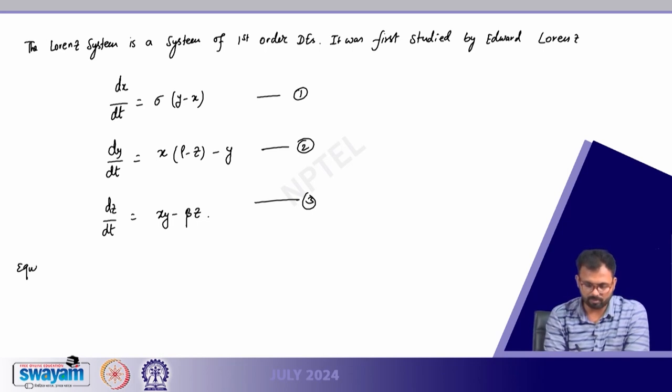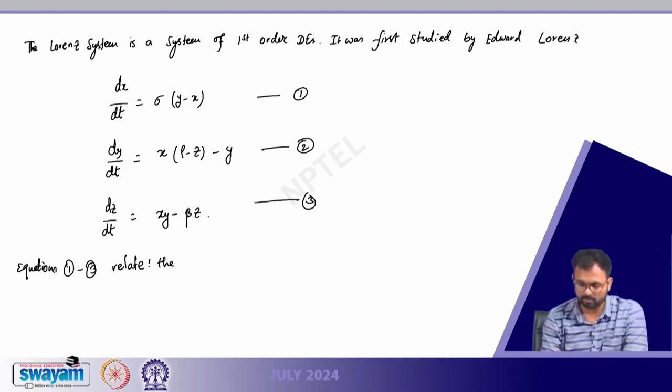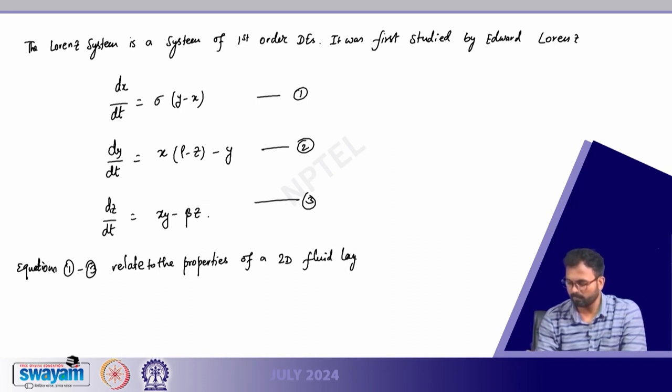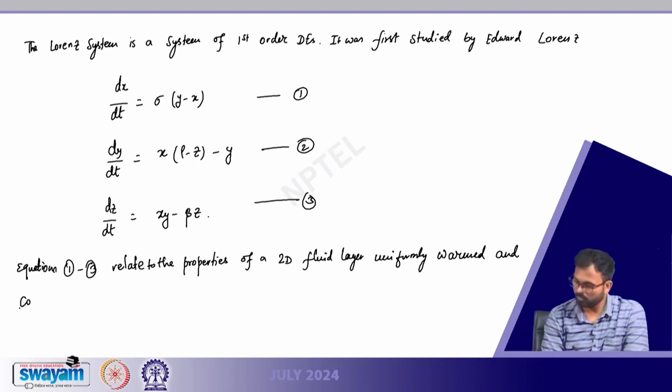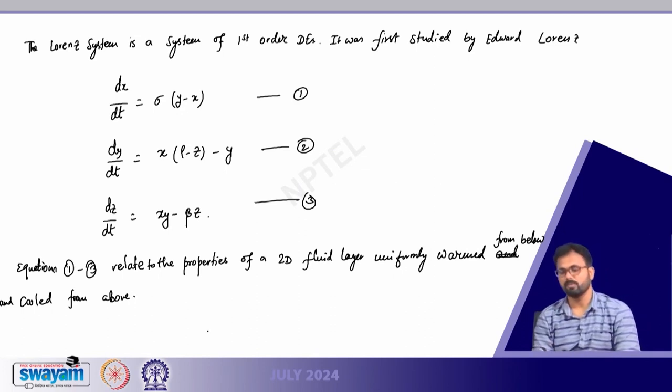If you want to know the physics of it, equations 1, 2, 3 relate to the properties of a two-dimensional fluid layer uniformly warmed from below and cooled from above. So he was modeling this phenomenon, and he ended up getting this set of equations.